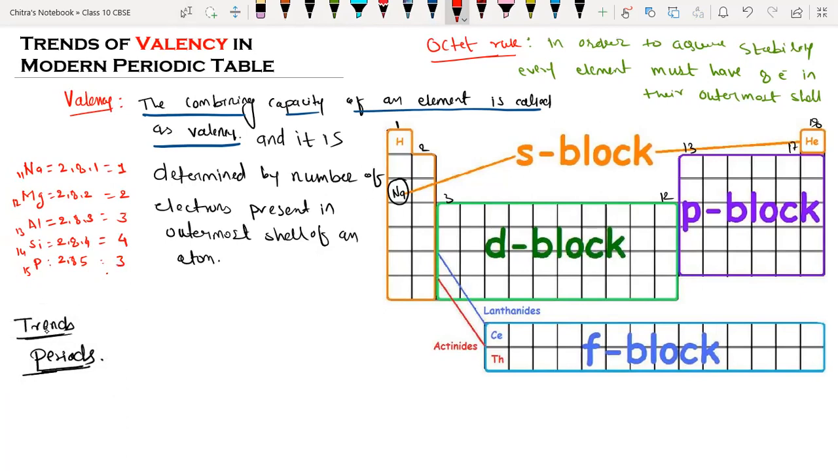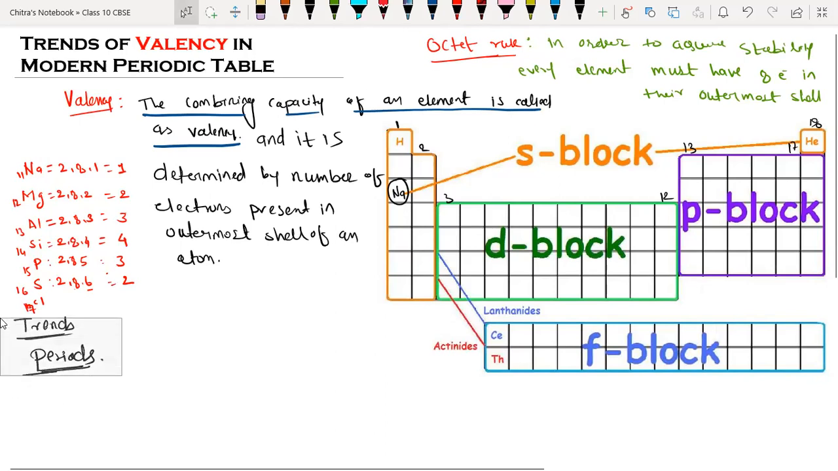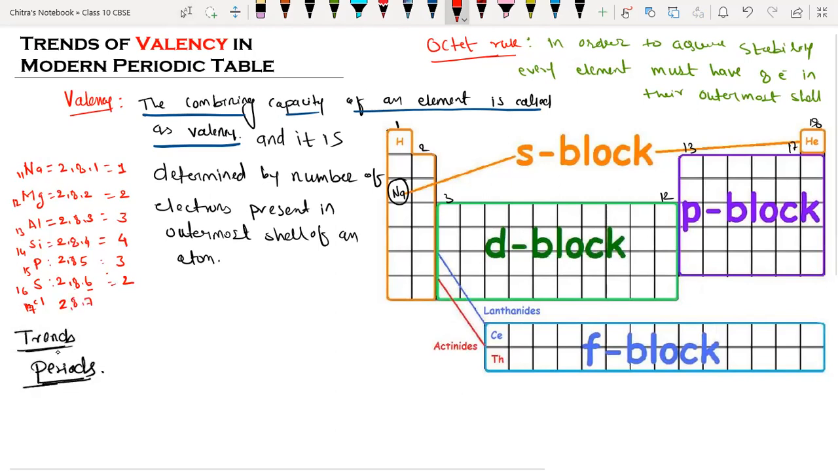After phosphorus, we have sulfur. Atomic number is 16 and its electronic configuration is 2, 8 and 6. So sulfur, in order to complete the octet, is going to gain 2 electrons. So its valency is 2. After that, we have chlorine. Atomic number is 17 and its electronic configuration will be 2, 8 and 7. So again it is going to gain 1 electron to complete its octet, so its valency will be 1.